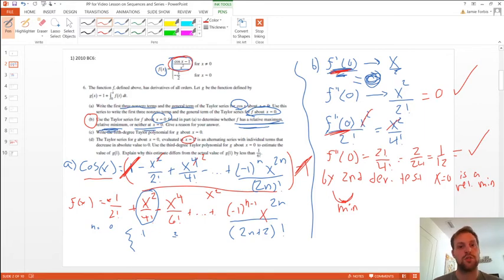Okay, so use the third degree Taylor polynomial for G. I only need to go to the third degree for G about x equals 0 to estimate the value of G of 1 and explain why this estimate differs from the actual value of G of 1 by less than 1 over 6 factorial. All right, easy enough. So let's do this one together.